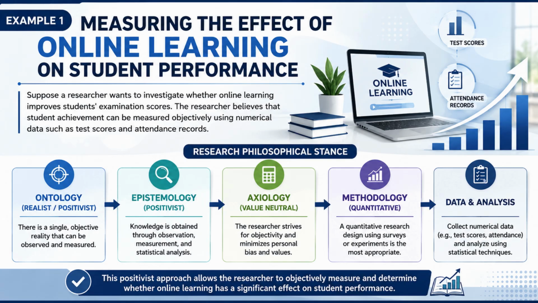Since the researcher assumes that there is a single, objective reality that can be observed and measured, the study adopts a realist or positivist ontology. Knowledge is obtained through observation, measurement, and statistical analysis, reflecting a positivist epistemology. Therefore, a quantitative research design using surveys or experiments is the most appropriate methodology.